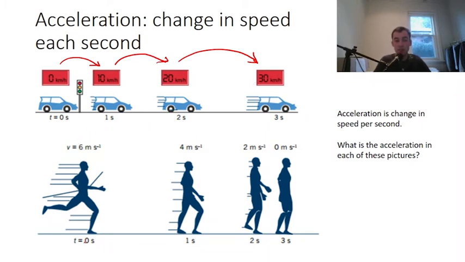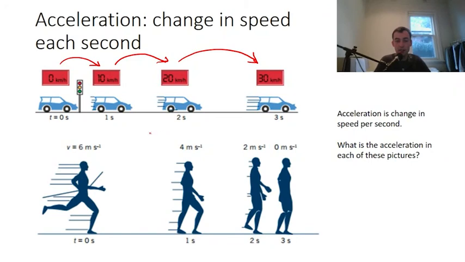Now in this one, we've got a runner. We'll start measuring the time from this point in time where he's going at 6 meters per second. This little -1 here: instead of writing meters per second like that, you can write meters and then a second and then a -1. These two things mean the same thing. So it started at 6 meters per second. And then in the next second, it's going to 4 meters per second. And in the next second, it's going to 2. And then it's going to 0 because he stops.